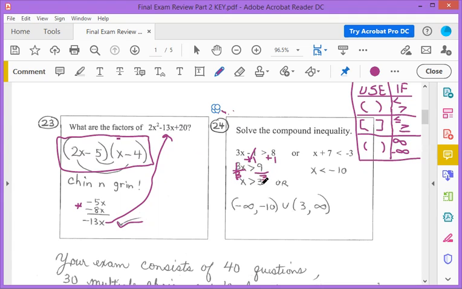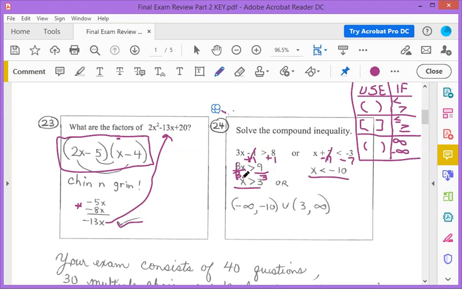So x is greater than 3. Or in the second inequality, x plus 7 less than negative 7, x plus 7 less than negative 3, we want to subtract 7 from both sides of the equation. The 7s will cancel on the left side, leaving x less than negative 3 minus 7 gives us negative 10. So these are our two solutions, x less than negative 10 or x greater than 3.